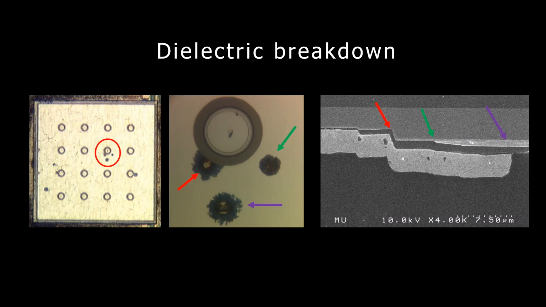Let's look at dielectric breakdown. Here is a flip chip LED. The via on the left image is circled in red. The via is shown at a higher magnification in the center image. The three breakdown regions correspond to the arrows in the SEM image of the cross section on the right hand side. The SEM image shows us that the breakdowns occur at corners.